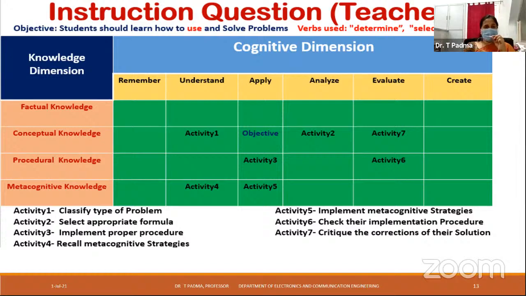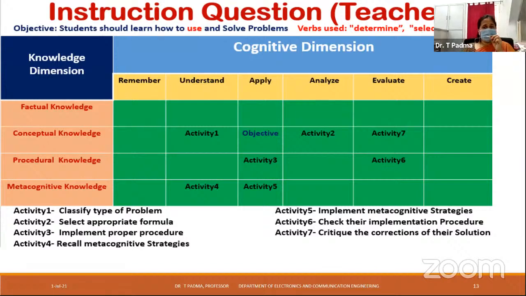So coming to the activity 2. Activity 2 is to select the appropriate formula. So how the appropriate formula is selected is based upon the analyze level. So selecting the problem and how it can be properly applied. So that is also based upon the conceptual knowledge and the analysis.